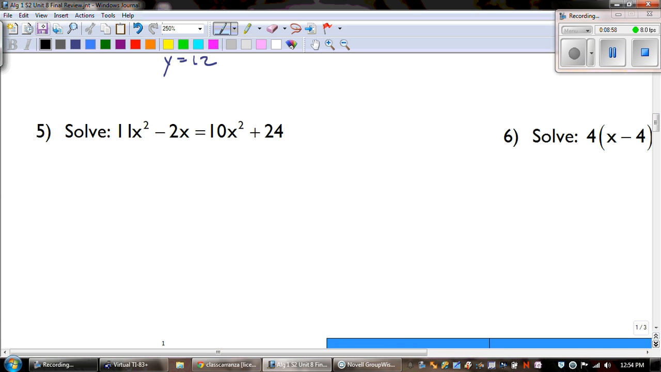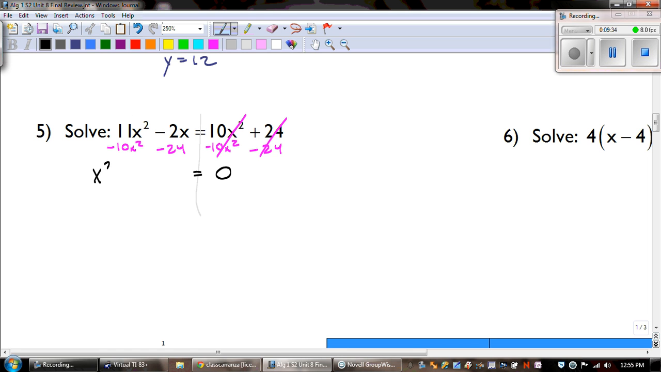All right, on to solving. Now, when we're solving, we need one side to equal 0. So we have to take a look. Which one of those is smaller? Yeah, the 10, and that's the one that I want to move. So if we're going to move that 10x squared to the other side, I have to make sure that I move that +24 as well. Everything on the right ends up canceling, and we get 0.